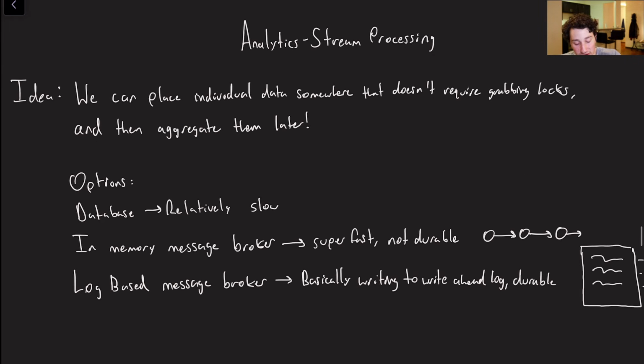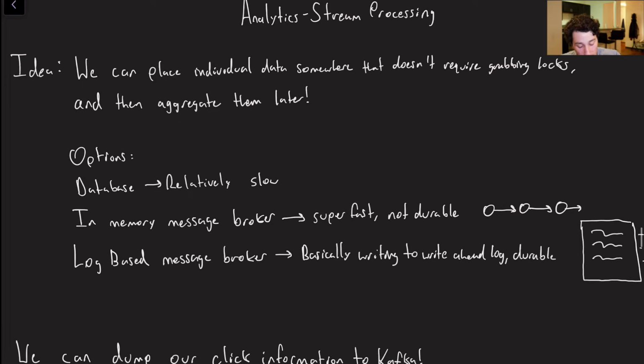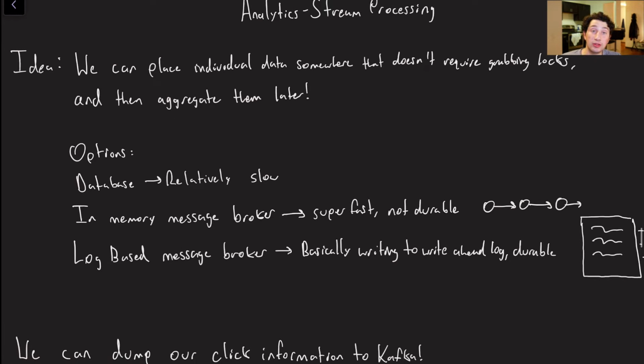So what's a potentially better way that we can do this? Well, what if we were to use stream processing? Basically, my idea is that we dump the data somewhere where we don't need to grab a lock in order to dump it there, and then we can go ahead and aggregate it later.